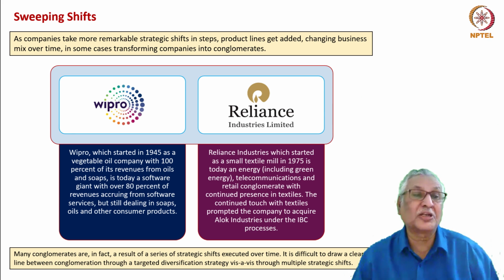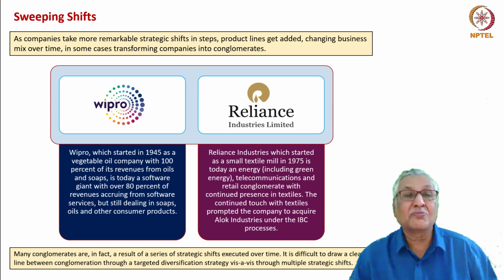Sweeping shifts also take place. As companies take more remarkable strategic shifts in steps, product lines get added, and this changes the business mix over time. In some cases, this also transforms companies into conglomerates.